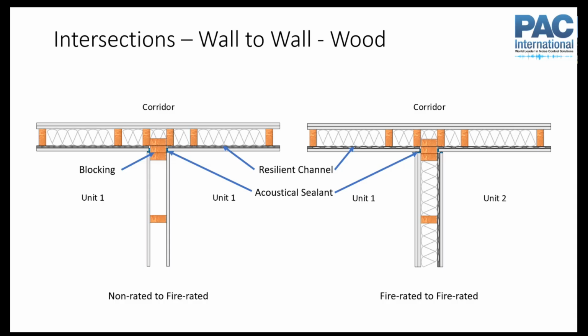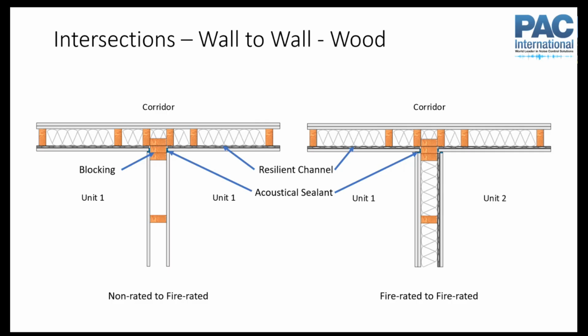So for a wall-wall intersection, the way you treat it in wood is pretty similar for a non-rated or a rated intersection. On the left, we've got a non-rated wall, say an interior partition, like maybe between bedrooms in an apartment, intersecting a rated wall, maybe like the apartment to the corridor, something like that.